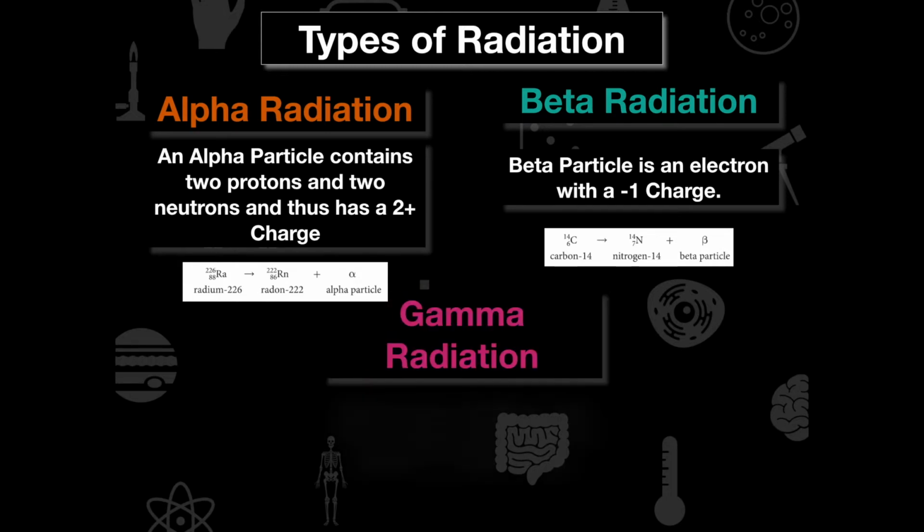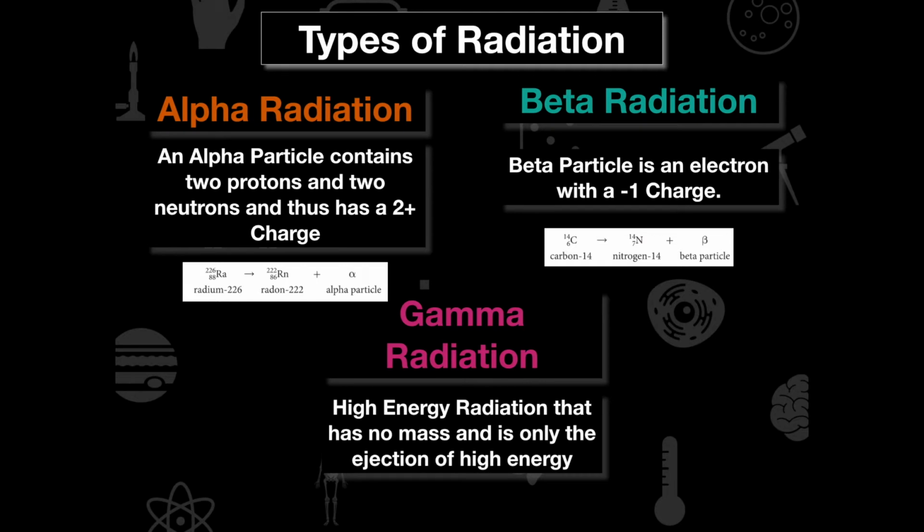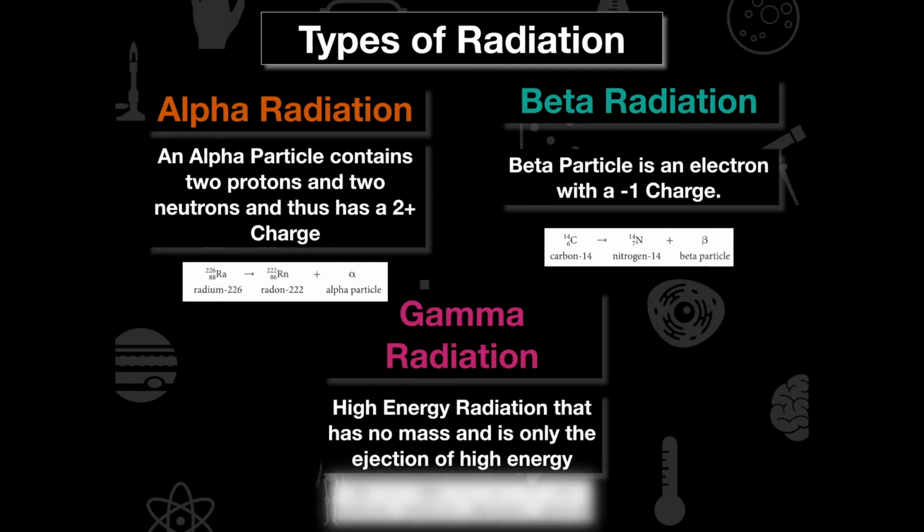Lastly, we have gamma radiation. Gamma radiation is really just high energy radiation that has no mass, and it's really just the ejection of high energy. So if we're going from uranium to thorium, we're releasing an alpha particle, which is 2 protons and 2 neutrons, but we're also releasing gamma radiation or gamma rays, which is just pure energy.